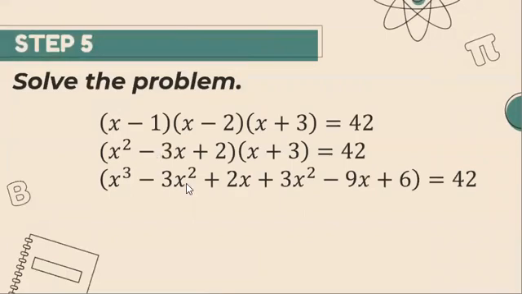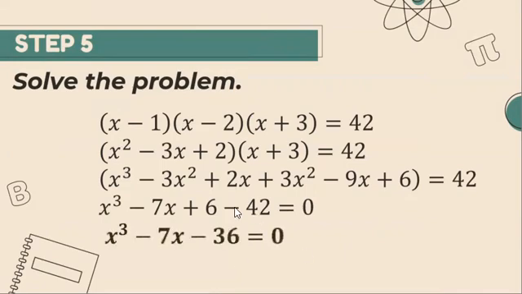So it will give us x cubed minus 3x squared plus 2x plus 3x squared minus 9x plus 6 is equal to 42. So simplify muna natin yung ating nakuha na product. So it will be x cubed minus 7x plus 6 minus 42. So simplify ulit natin kasi we still have here two similar terms. So it will give us x cubed minus 7x minus 36.